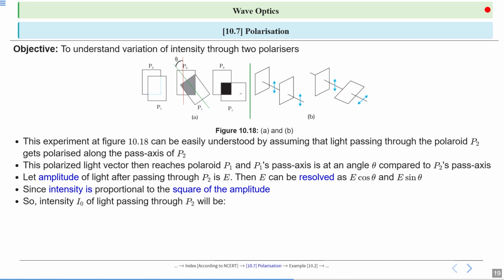Now, what does this mean for the intensity of light passing through P2? We denote this intensity as I naught. I naught is proportional to the square of the amplitude. Since intensity is proportional to the square of amplitude, the intensity passing through P2, that is I naught, will be proportional to E squared, where E is the amplitude of light passing through P2.